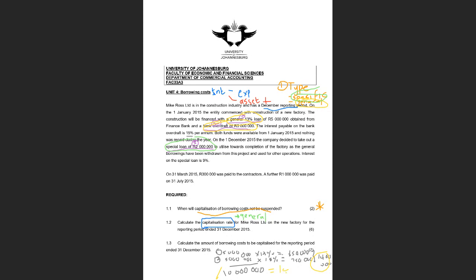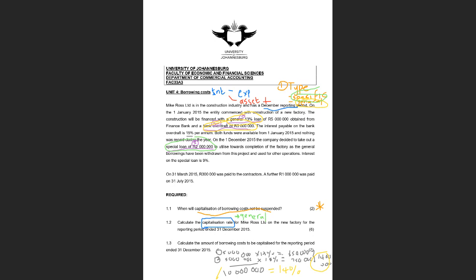Okay, so this was quite a simple calculation. If you did all of that, you would have gotten the 6 marks that are allocated there. So what you need to do is firstly determine which of the loans are general, then it's quite easy to calculate the capitalization rate. You just take your total interest divided by your total borrowings.